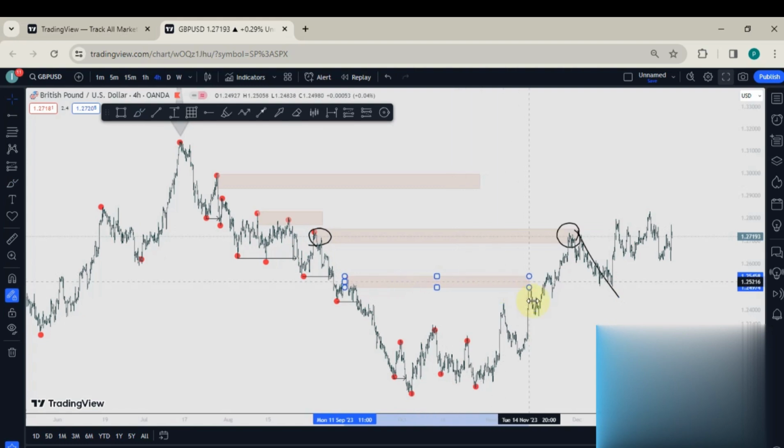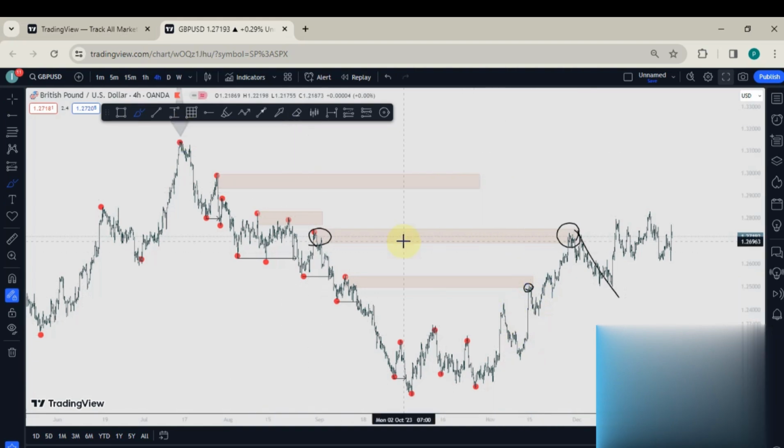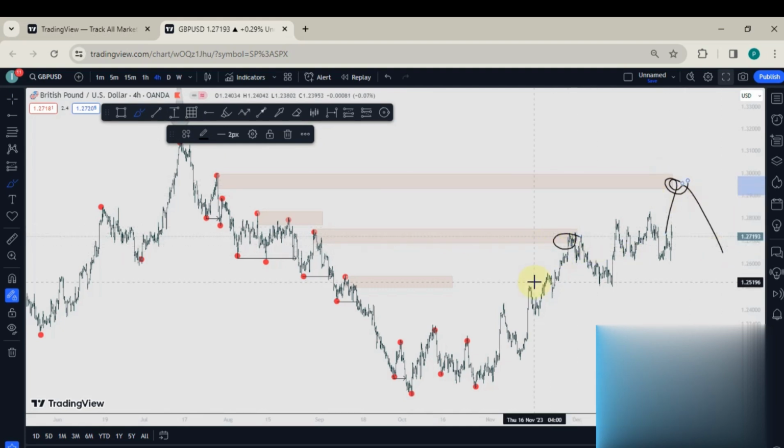Price came and reacted into the supply. And what it did, it went down, it sold. And again, price will still come to what? To this supply here. Will come to this supply. And then it will what? It will react. From those reaction points, that's when you can take your trades.